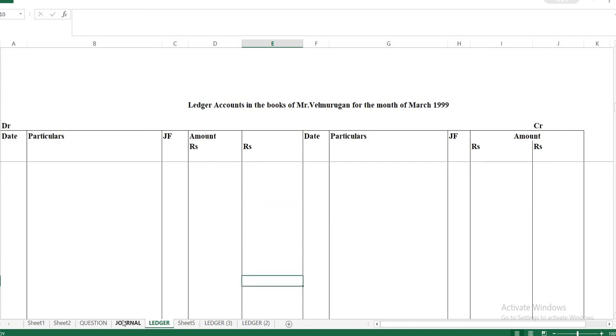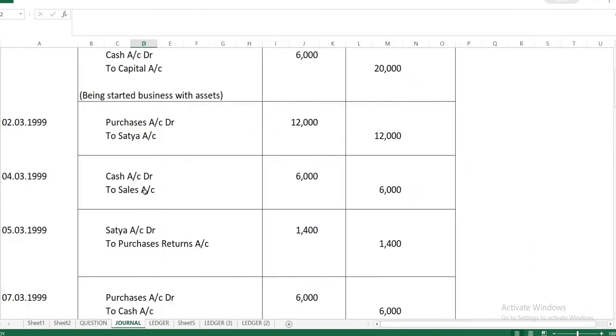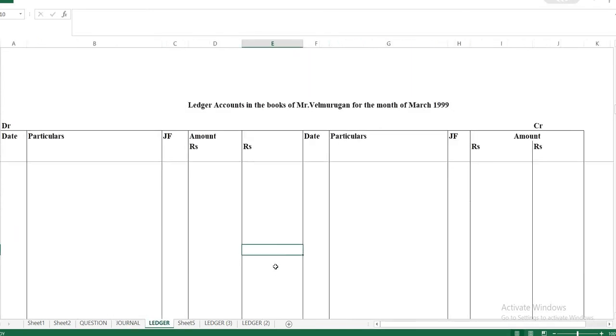And moving to the next thing. After sales, Satya account is already prepared. So no need to prepare. Then purchases returns account. Let me prepare the purchases returns account. If already prepared, just skip it, or else you make out that account. Purchases returns usually may not get repeated that much, so leave a little space.